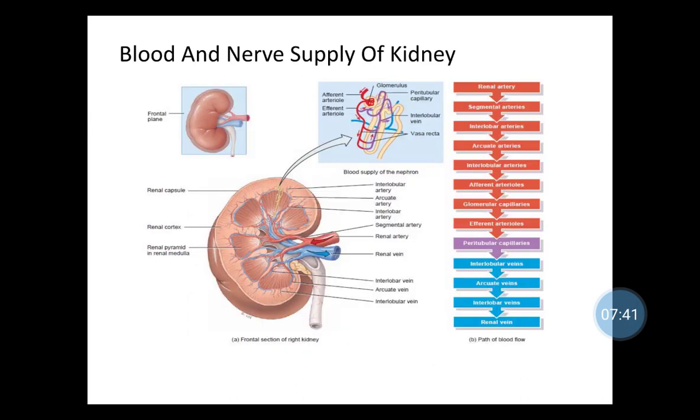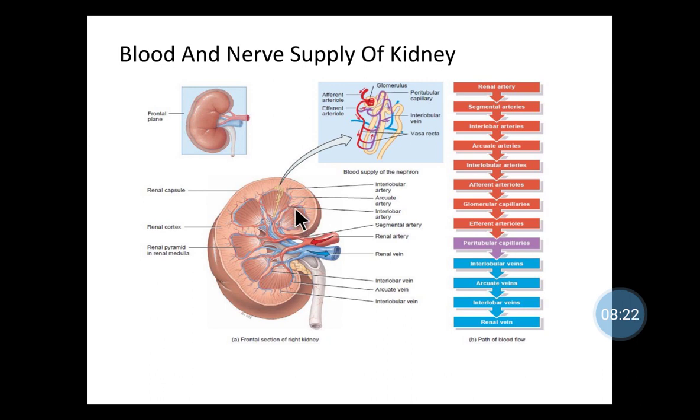Now we see the blood and nerve supply of the kidney. Here, the kidney receives 20 to 25% of the resting cardiac output via the renal artery. Then the blood flows through both kidneys at about 1 to 2 liters per minute. Within the kidney, the renal artery is divided into the segmental artery, and this segmental artery divides and forms the interlobar artery. The interlobar artery is between these two pyramids.